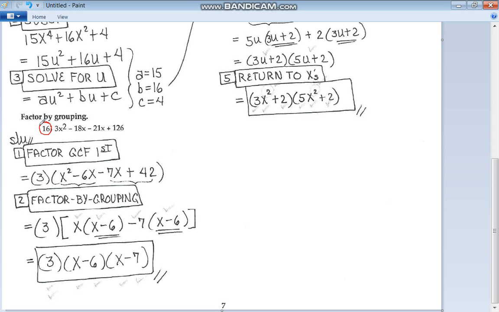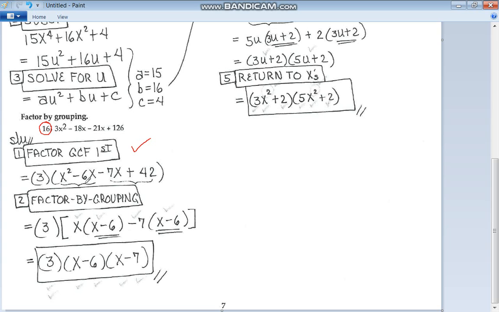Of course, the first thing we always try for any factoring is to factor out the greatest common factor. And indeed, each of these 4 terms shares a common factor of 3. So pull that out in parentheses times parentheses x squared minus 6x minus 7x plus 42. Now, factor what's in the parentheses by grouping.